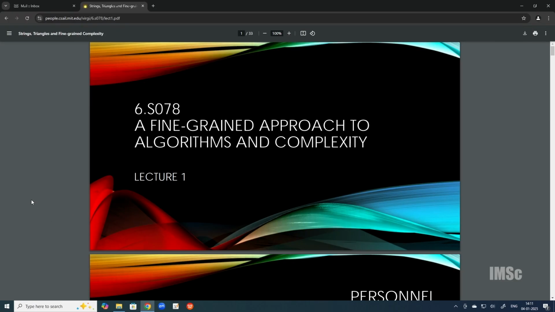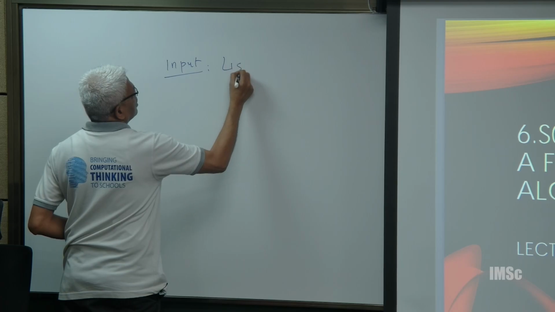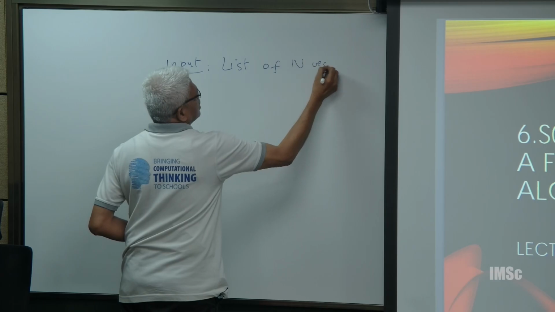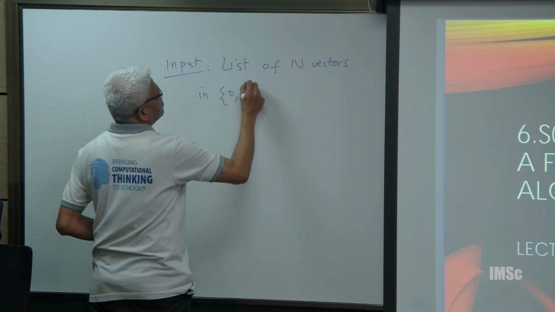So, for more details, you can always go and look at it. I am going to add one more problem to it before we get there, which is the orthogonal vectors problem. So, your input is a list of n vectors in {0,1}^d.